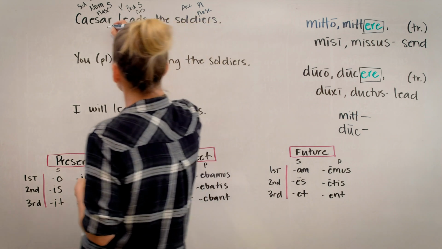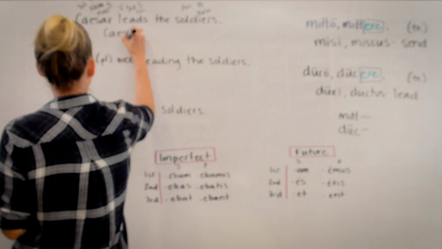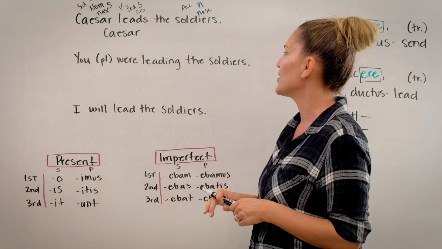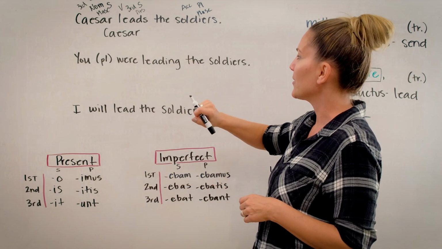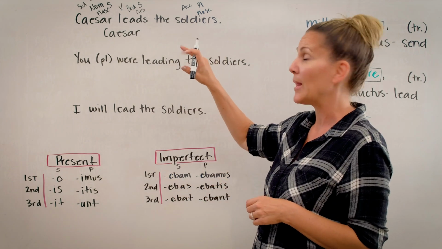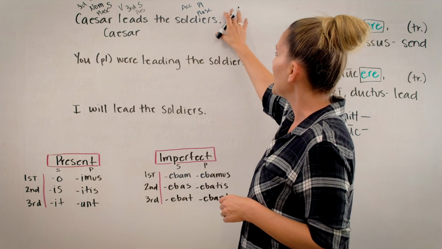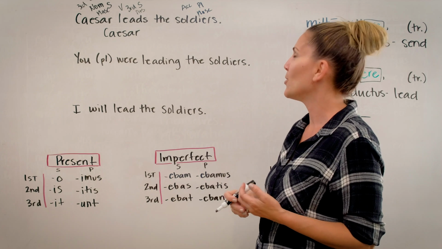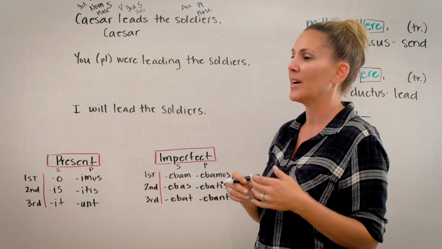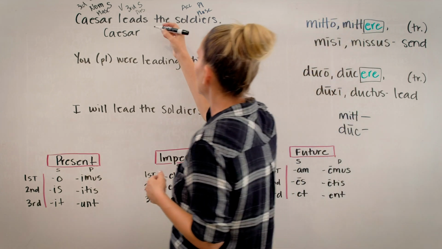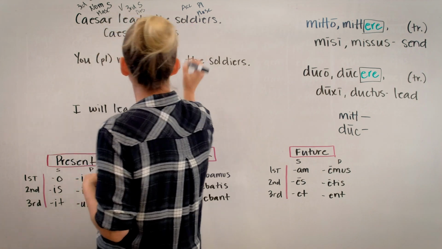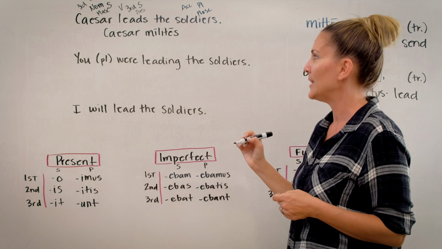We'll start out with our subject, which is Caesar. So Caesar is a third declension noun. That's the nominative singular ending right there. My verb's going to come last, so my accusative will come next. An accusative plural form of soldiers. So that's another third declension noun, miles, militis. And the accusative plural ending there would be es, milites.